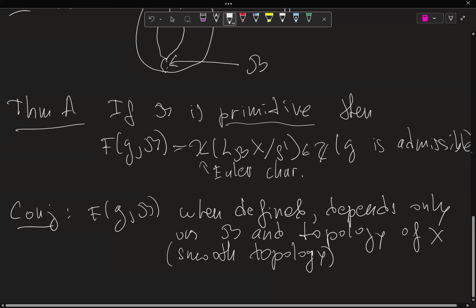I think it's definitely too much to hope for this to be homotopy invariant. But homeomorphism invariant, or smooth diffeomorphism invariant, is more likely.